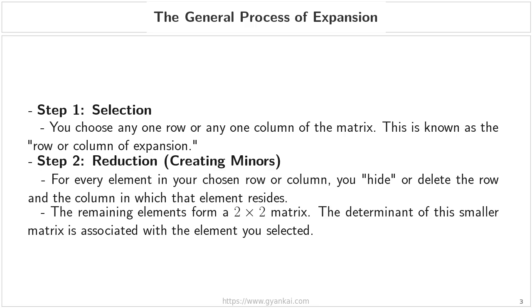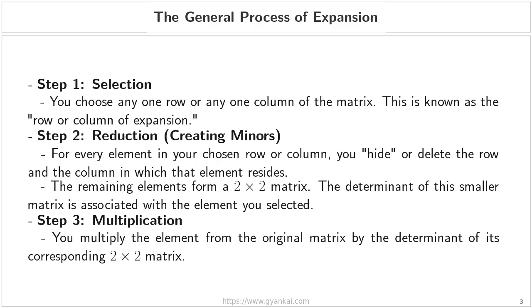Next, we move to step 2, reduction, which is how we create what we call minors. This is the core of the process. For every element you've picked in your chosen row or column, I want you to mentally or physically hide or delete the entire row and the entire column where that specific element lives. Once those are gone, you'll see that the remaining elements form a smaller 2x2 matrix. The determinant of this smaller matrix is directly linked to the element you originally selected.